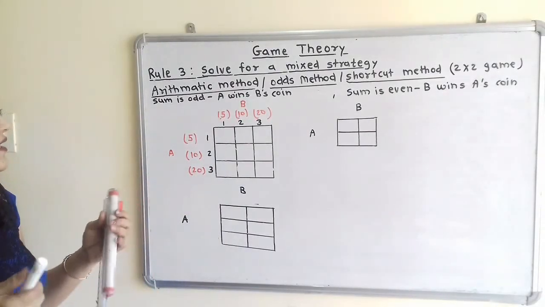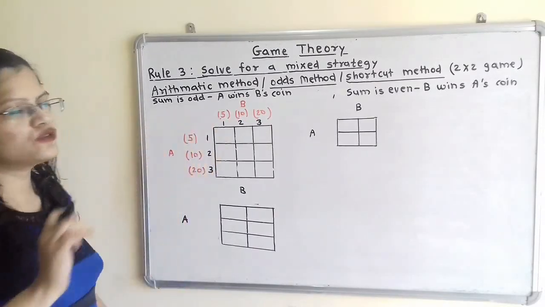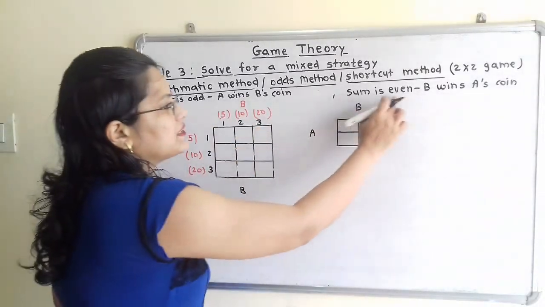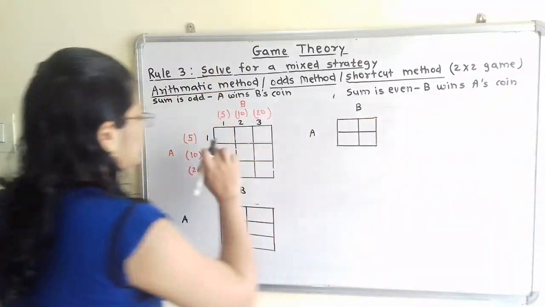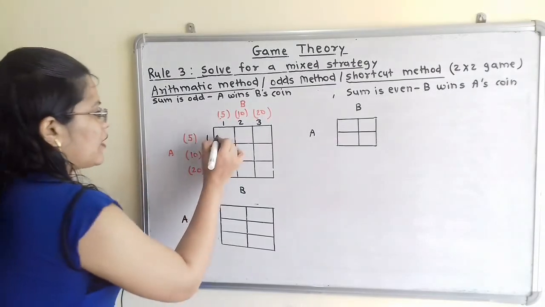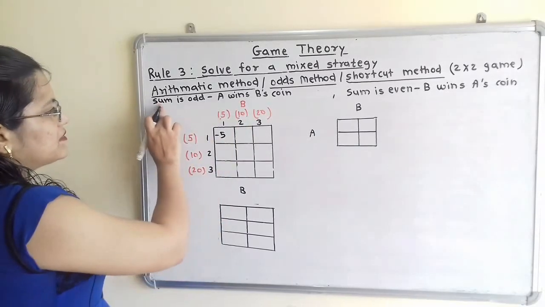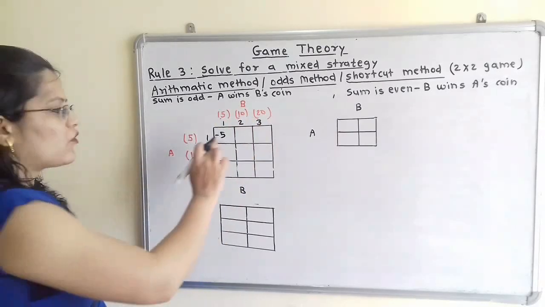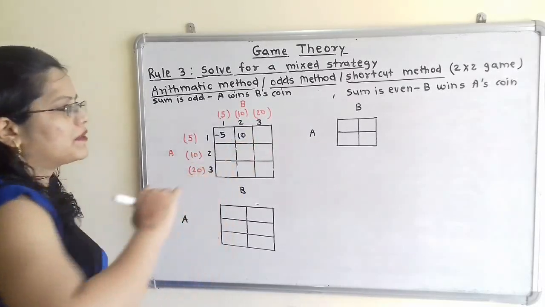Now first we consider A chooses a 5 paise coin and B also chooses a 5 paise coin. Then 5 plus 5 is 10, that means the sum is even. Whenever the sum is even, B wins A's coin. So A has a 5 paise coin, that means A loses 5 paise. So I will write minus 5. In the same way 5 plus 10, that is 15, the sum is odd. A wins B's coin. B has a 10 paise coin, so A gains 10 paise, that means I write plus 10.